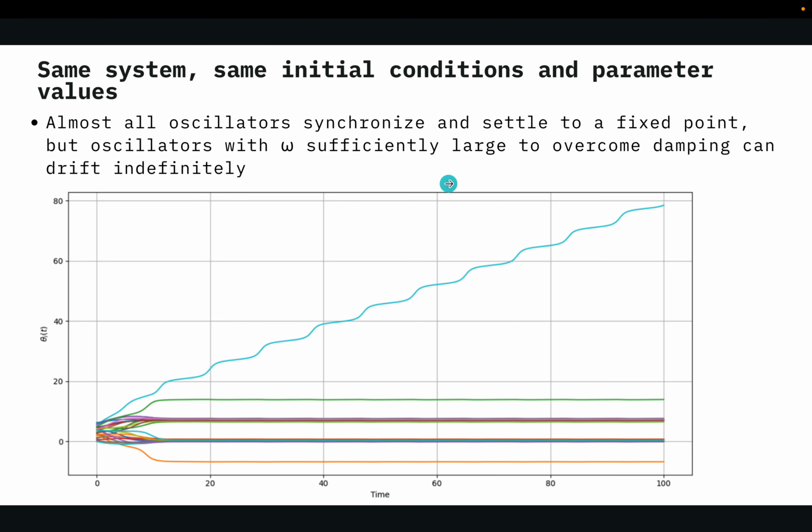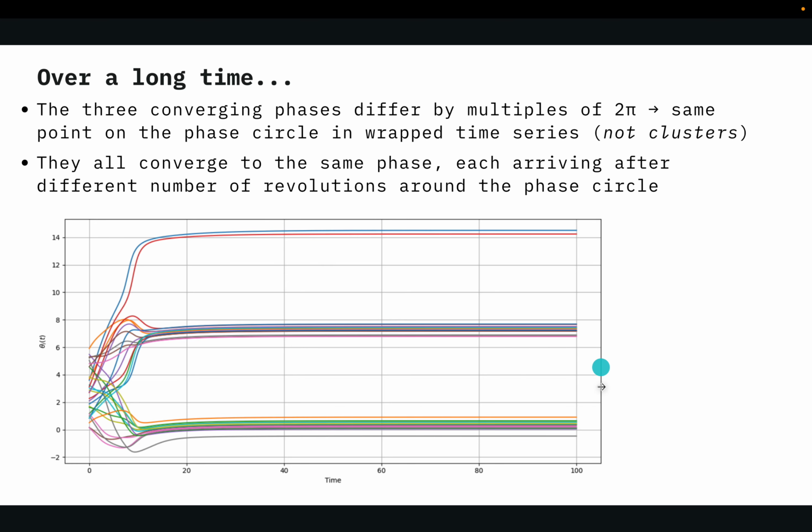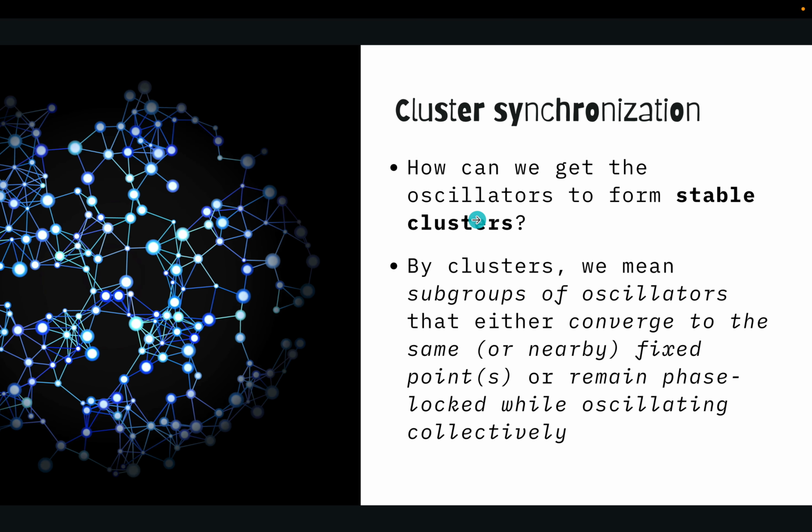So now I know this looked like clusters, but I told you this is not really a distinct cluster. The phase difference is nearly 2 pi. So how can we get the oscillators to form stable clusters? And by clusters, what do we mean? Subgroups of oscillators. Let's say you have 100 oscillators. 30 of them more or less settle at fixed point A, 40 of them more or less settle at fixed point B, and the remaining 30 more or less settle at fixed point C.